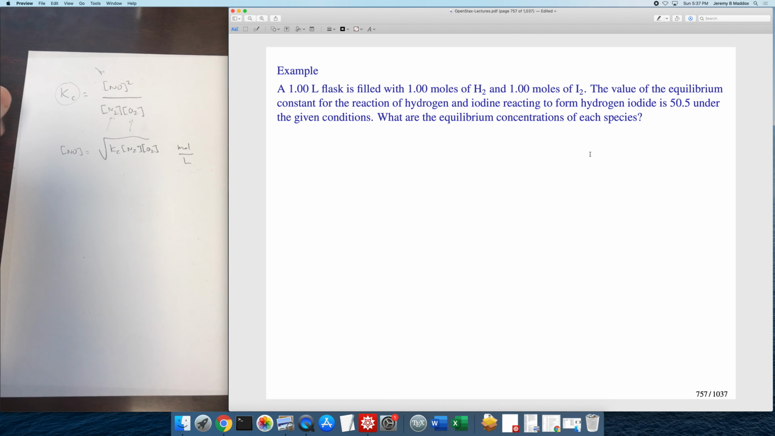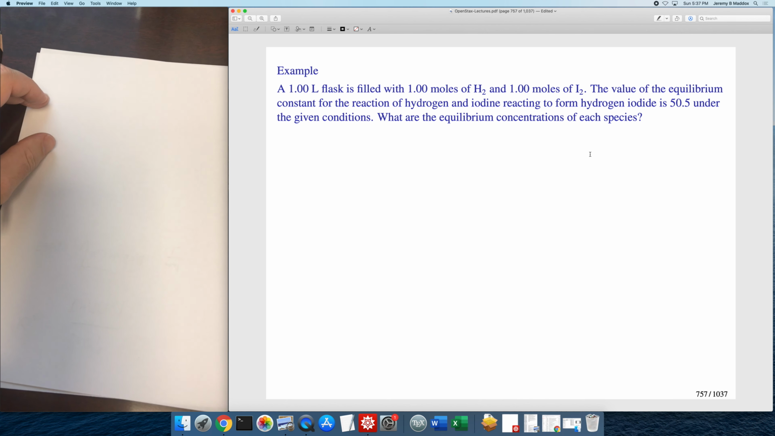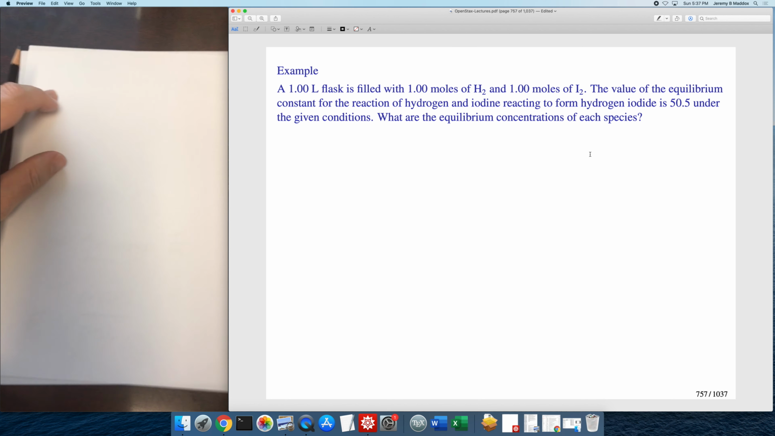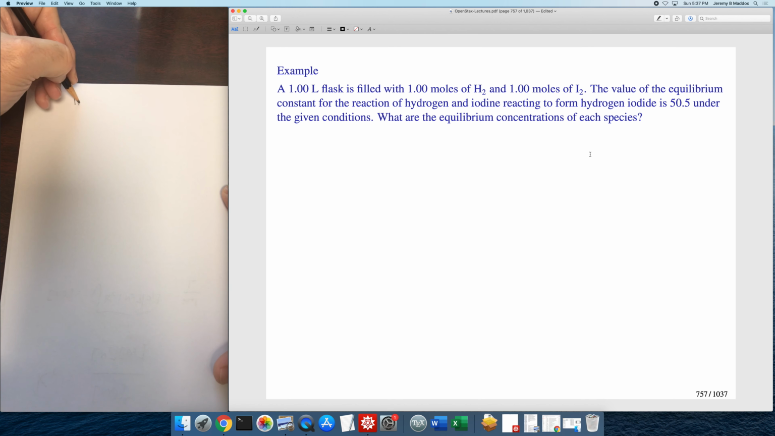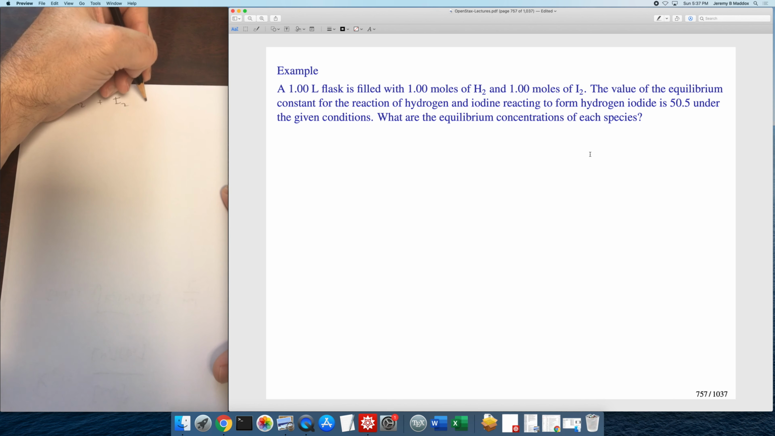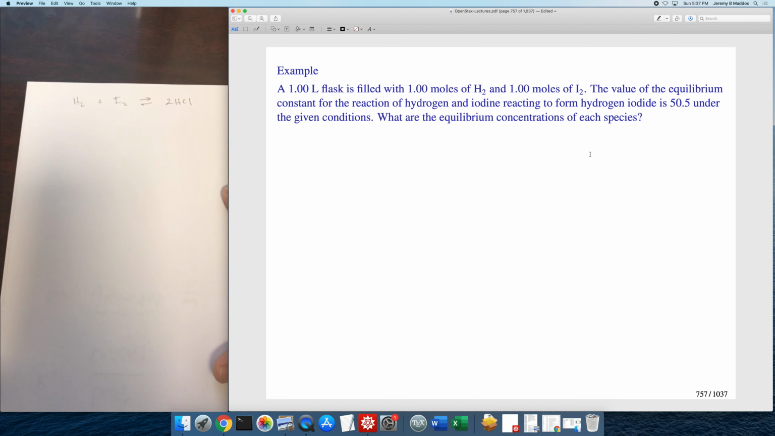So here's a different problem. Okay, this is one that we want to work carefully. So here we also have to figure out the reaction. So it's the reaction of hydrogen and iodine to produce hydrogen iodide. So it's not too tricky of a reaction.